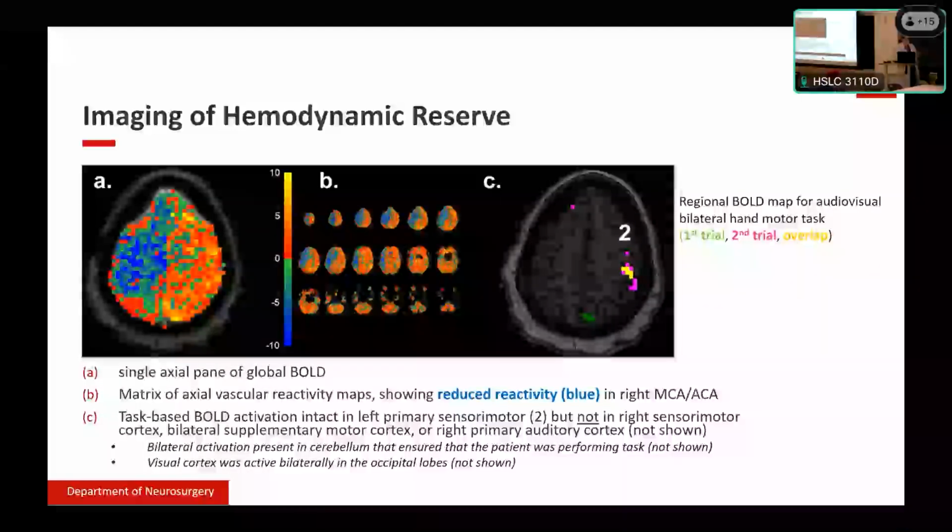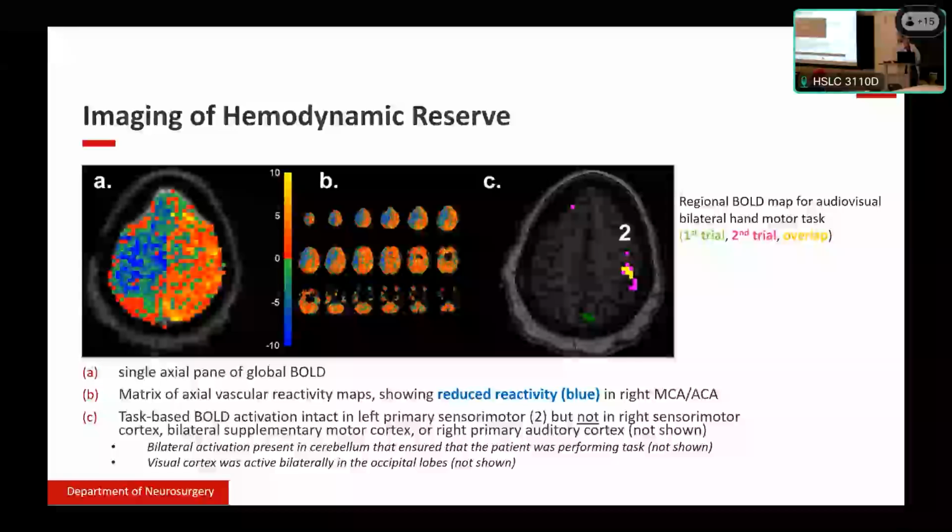So what we're seeing here is that the task-based paradigm is activating BOLD in sensorimotor cortex on the left-hand side, labeled as number 2, but not on the right side. And bilateral SMAs are out, and then not shown is the auditory cortex that's also investigated. And also not shown is the activation in the cerebellum. So that actually ensures that the person was performing the task. And the visual cortex is not shown either, but that also shows that they are actively able to see and perform the tasks.